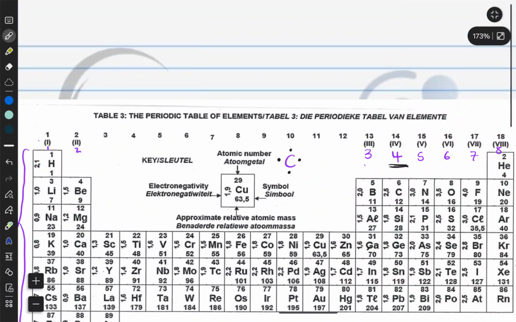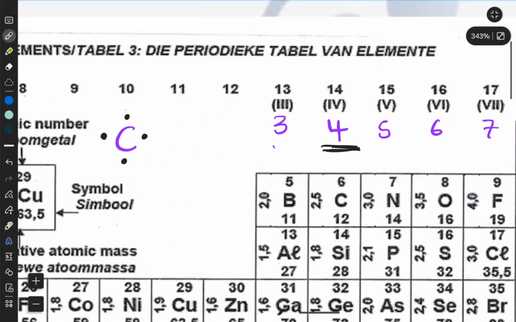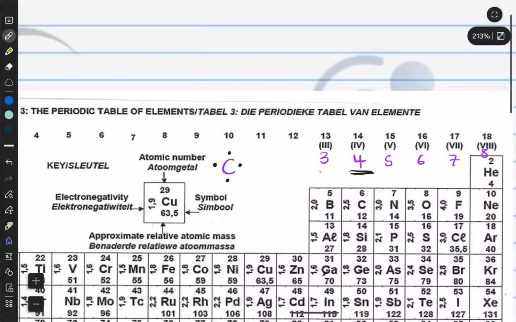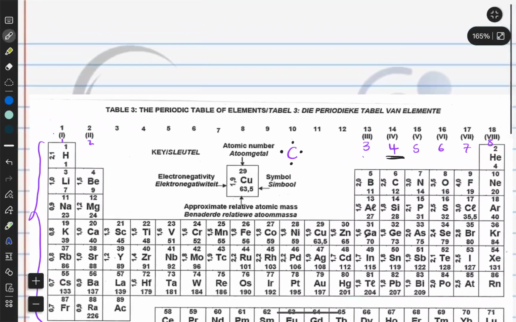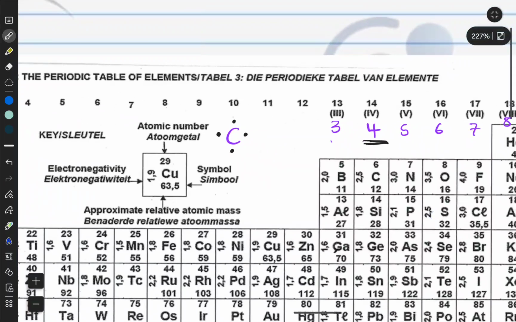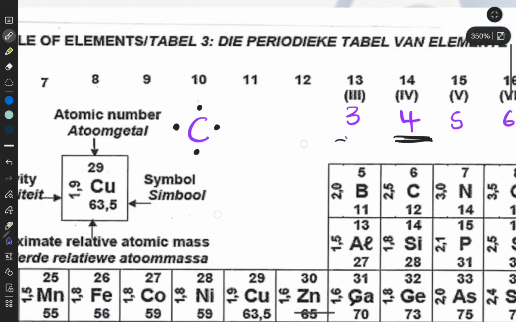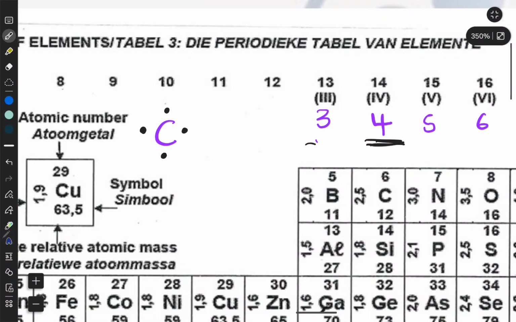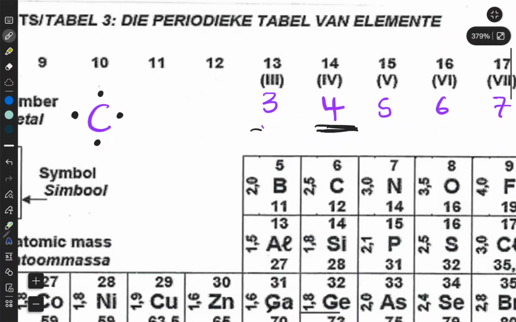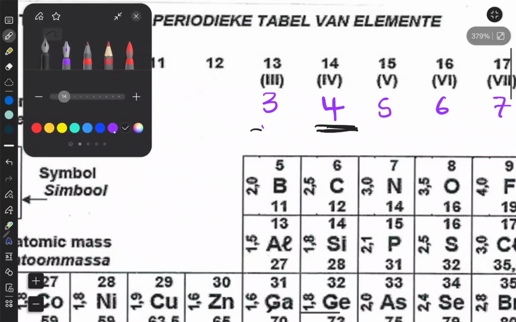So as soon as you get to your exam, just label your periodic table like this so that you don't forget. All right, 1 to 8. You skip the middle columns, you continue on the other columns with 3, 4, 5, 6 until 8. All right, so this is carbon. It has 4 electrons in its valency, right? Its outer shell has 4 electrons.